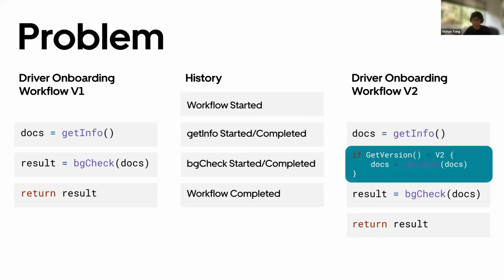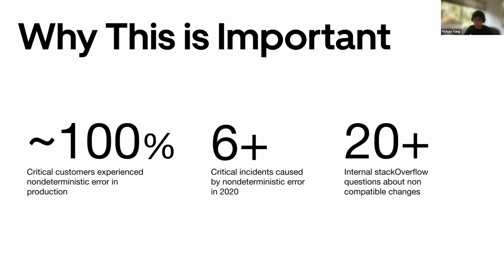So Cadence does provide a GetVersion API for making such breaking changes. However, it requires the workflow author to first have a deeper understanding of Cadence in order to tell if this change is actually breaking or not, and then call this API. So instead of relying on the user to discover that, we want to help our customers to automatically detect such breaking changes before the code is rolled out in production and causes incidents.